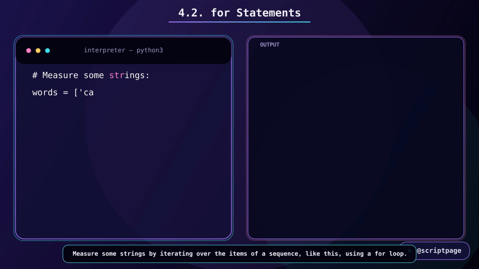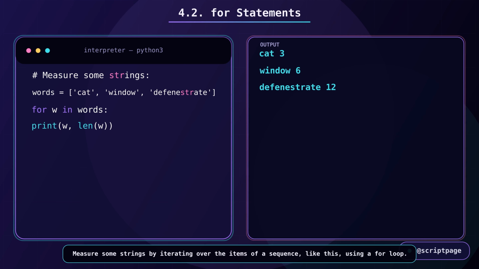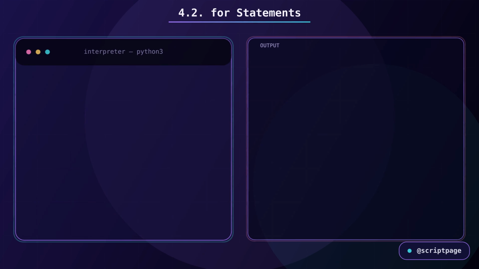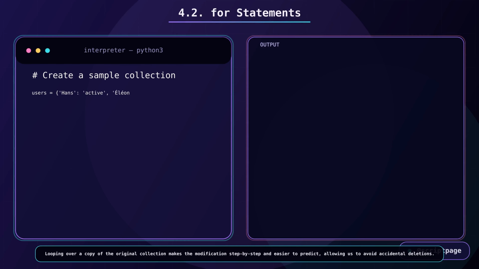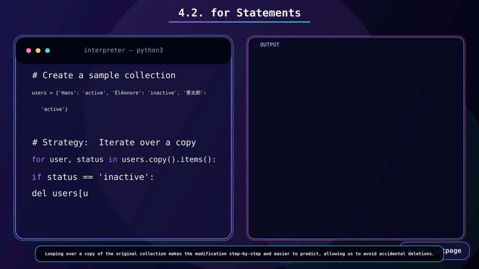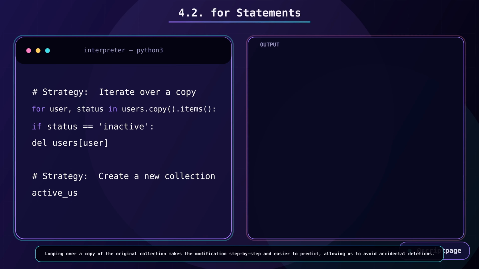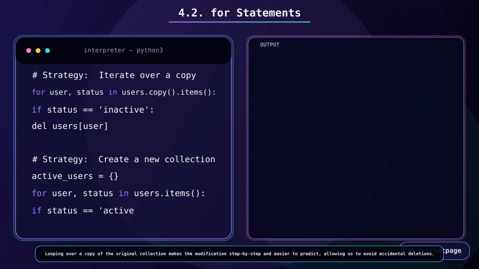Measure some strings by iterating over the items of a sequence, like this, using a for loop. Looping over a copy of the original collection makes the modification step-by-step and easier to predict, allowing us to avoid accidental deletions.